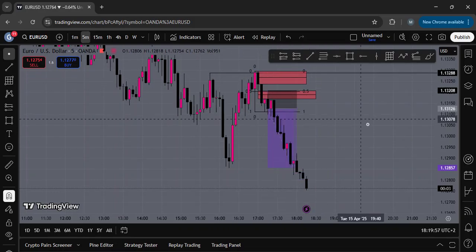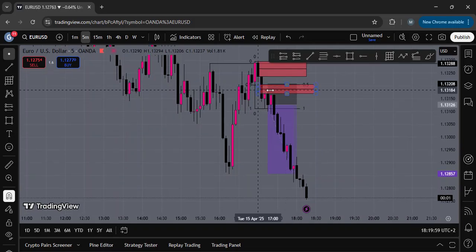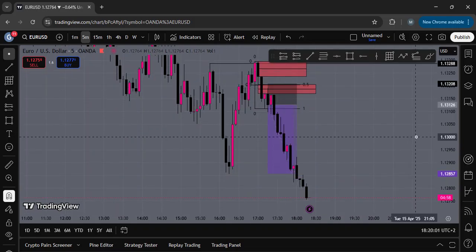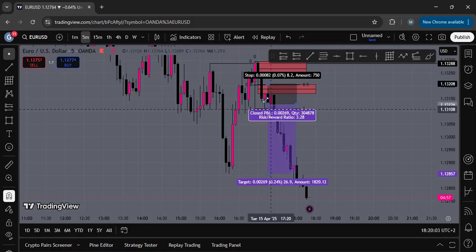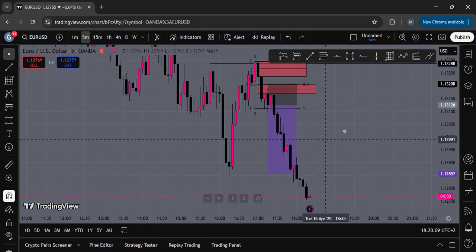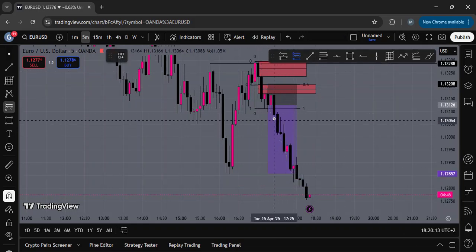I don't use this, and I don't like entering off fair value gaps. I think now they don't hold as much power as they did before. But look at this example, it worked. That's why everything works if you wait for confirmation and put your confluences together, rather than saying, oh, I swept liquidity, I'm going to sell. Oh, I'm going to sell.